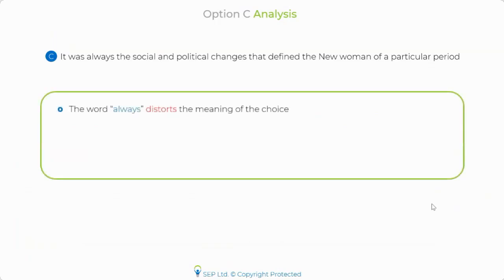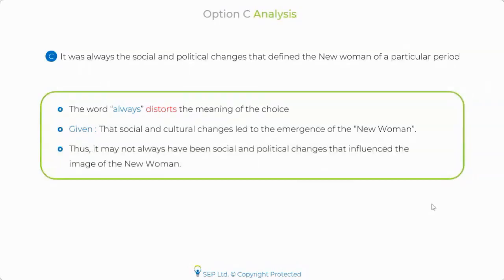Now, how can C not be inferred? Can we say it was always the social and political changes that defined the new woman of a particular period? Not necessarily, right? That always distorts it. What we are given is social and cultural changes led to the emergence of the new woman. But later on, the term new woman kept changing for the periods, right? It was sometimes the political image which was uppermost, or it was a social image, or some other image. We can't say it was always the social and political changes. So this is a distortion here. That is why it is not the answer.